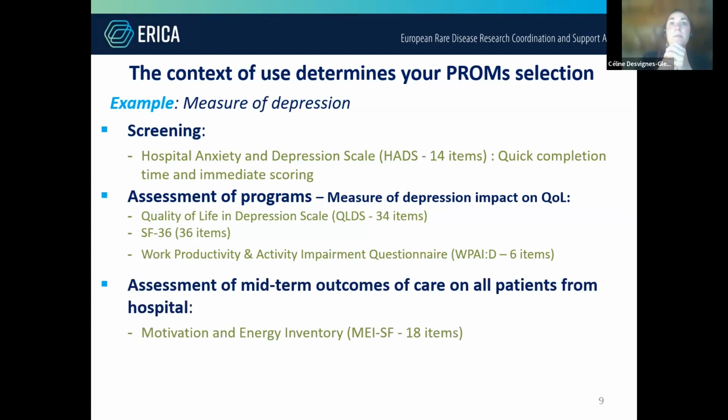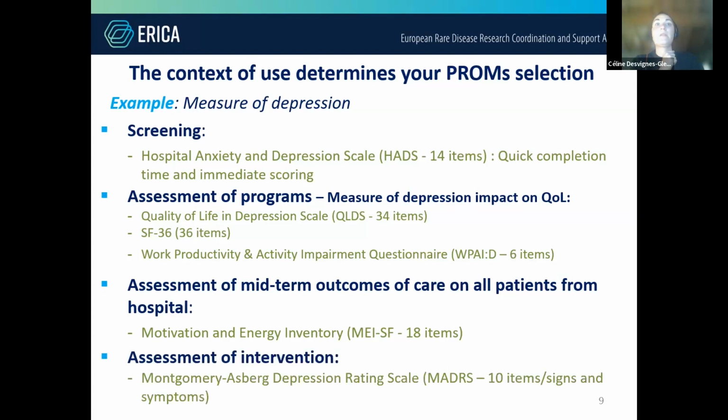If you want to assess the midterm outcome of care on patients from a whole hospital, then this questionnaire, the Motivation and Energy Inventory, which is a bit broader than depression, could be a good choice to pick. And if you want to assess the impact of an intervention, treatment or surgery on a patient and their level of depression, you can use the Montgomery-Åsberg Depression Rating Scale. As you can see, 10 items, very short, so it could be measured at different time points.